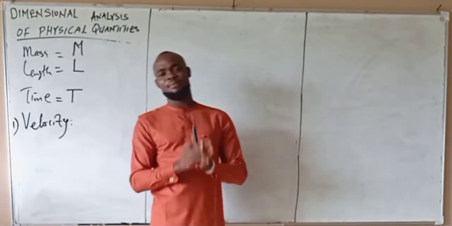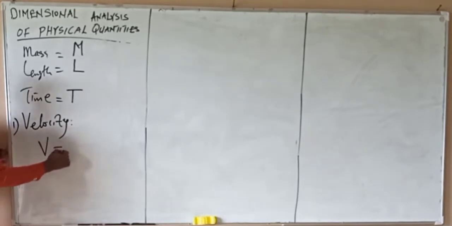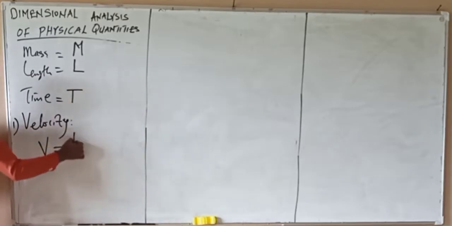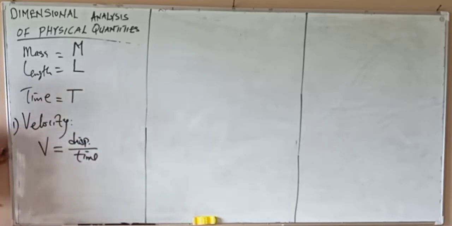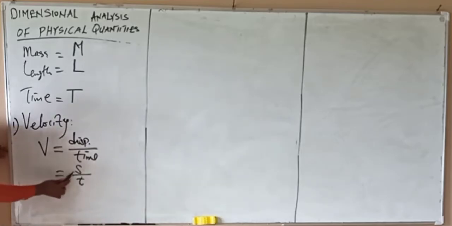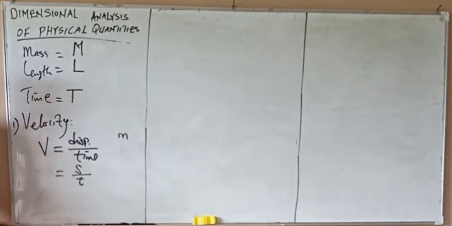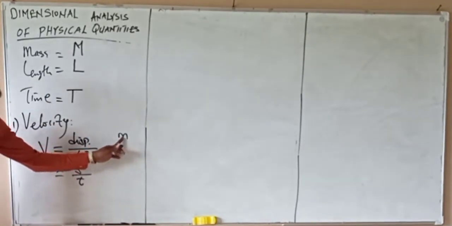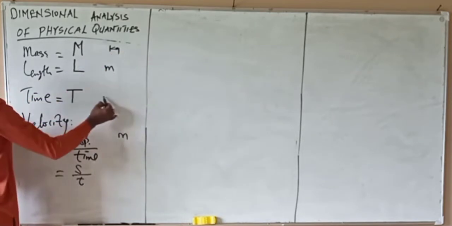Look at how to calculate the dimension of a physical quantity. The first thing you say is, don't forget, what is the definition of velocity? Velocity is defined as the rate of change of displacement, or displacement over time. Displacement x over time t. Now you're like, okay, what is the unit of displacement? Displacement is measured in meters. Now I already told you anything that is measured in meters. Remember the unit of length is meters, unit of mass is kilogram, unit of time is seconds.